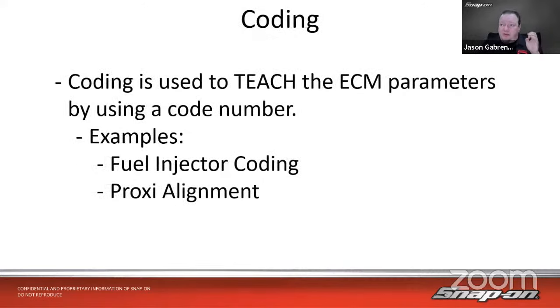Now, coding is used to teach the ECM parameters by using a code number. Like if you saw that pre-roll video at the beginning, you may have to type in a code number. So for example, fuel injector code. Another example is that Chrysler, Fiat, Dodge, Stellantis, whatever you want to call it nowadays, uses this other function called proxy alignment, which they consider coding as well, because it's using a code and sharing that code around between different modules.